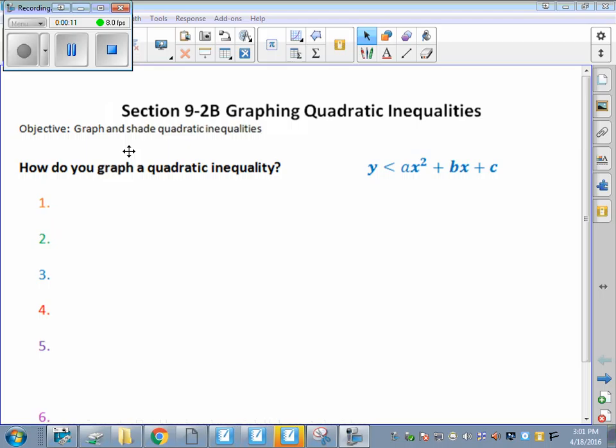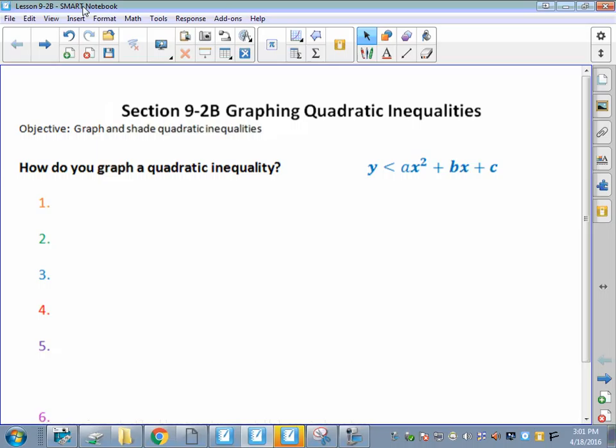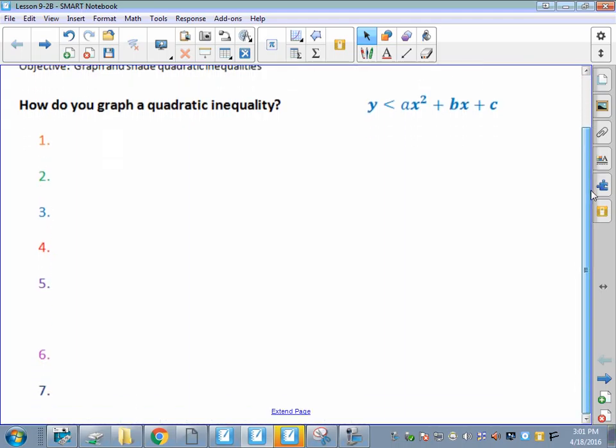So graphing quadratic inequalities is going to look a lot like graphing quadratic equations. We've got a couple extra steps at the end that we need to make sure that we finish since it's an inequality and not an equation. So it's going to sound very familiar.